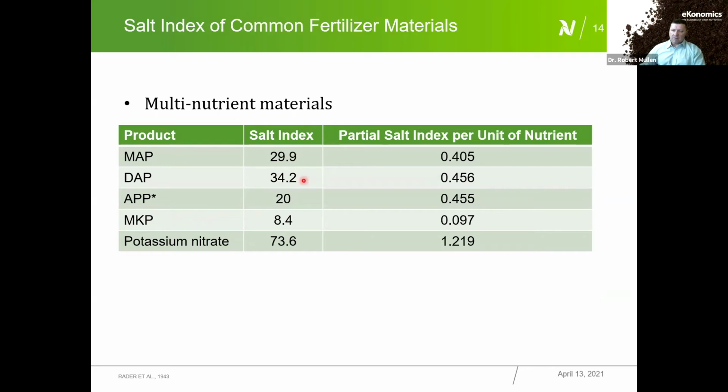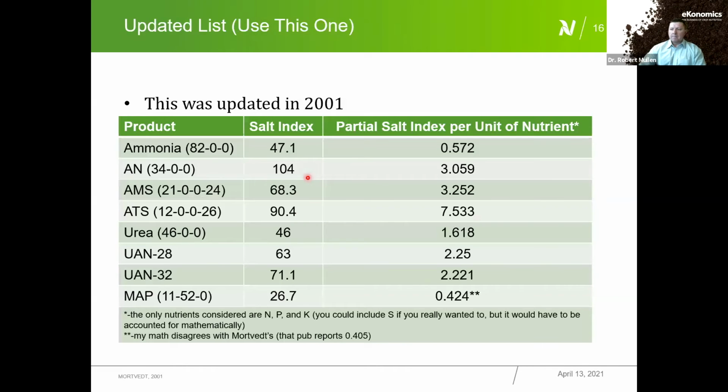You're going to see the same effect on the DAP as well. So essentially, he just updated this list to be more reflective of the fertilizer forms that we are using today compared to what they look like in the 40s. Ammonium nitrate changed slightly, but most of the impact on these was fairly small, though you did see a little bit of an impact on MAP. And again, this is on a per unit of nutrient basis.